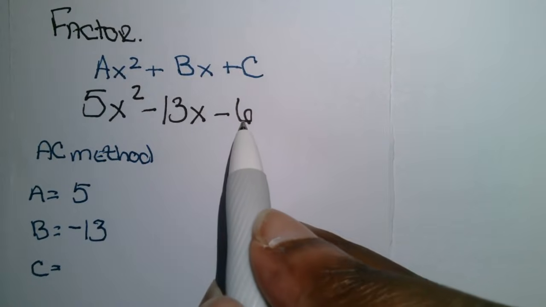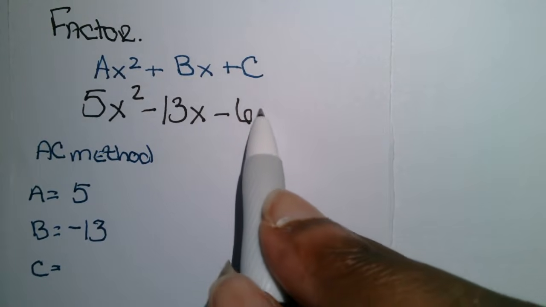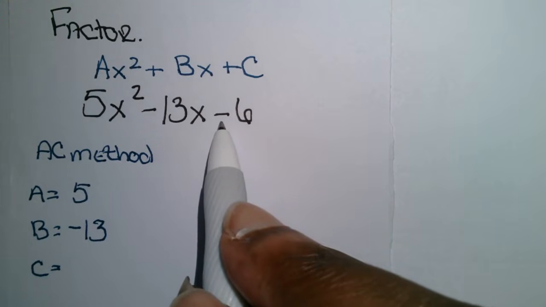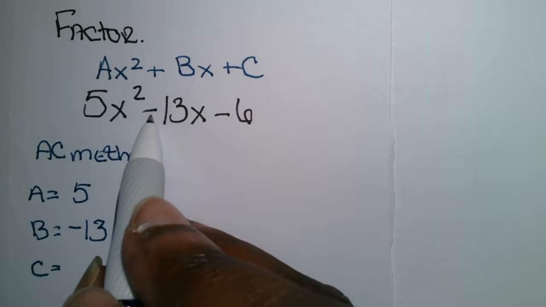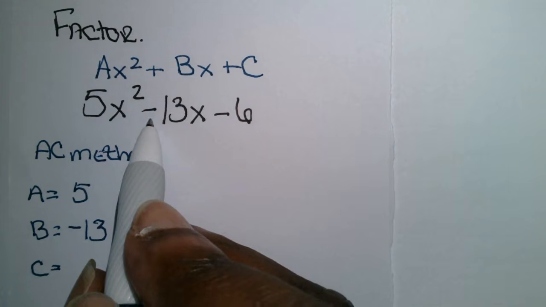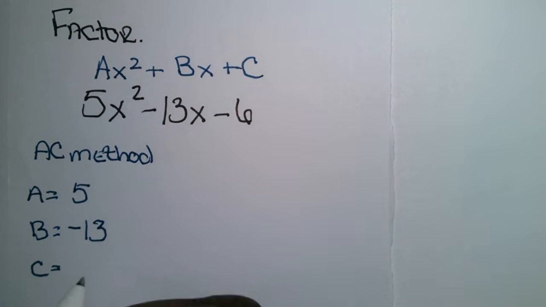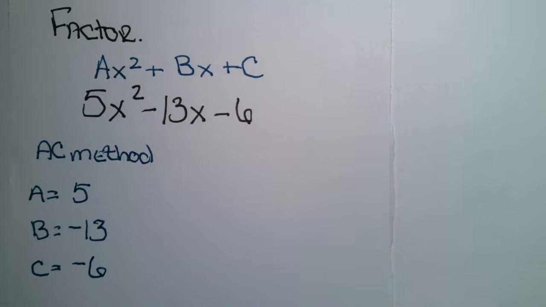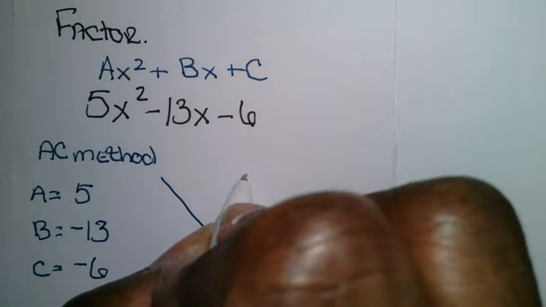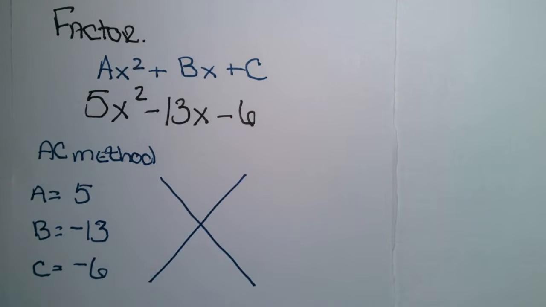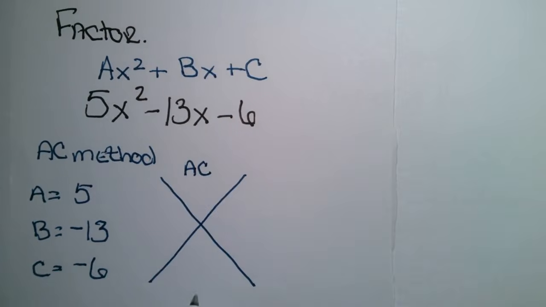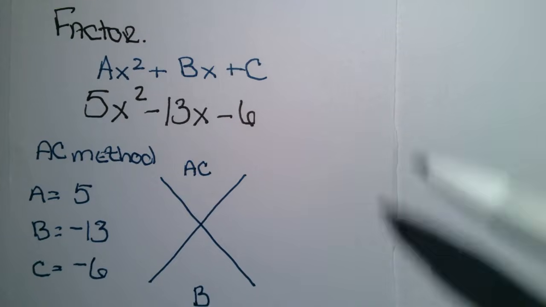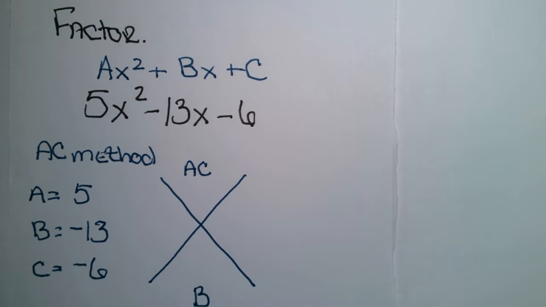And my c is going to be the constant with the sign. So this is no longer a minus 6, that's a negative 6. Just like this was not a minus 13, it's a negative 13. So this is what we're going to do. I like to use the cross, some people like to use the table. We need to figure out what the factors are. Factoring is basically doing the distributive property in reverse.